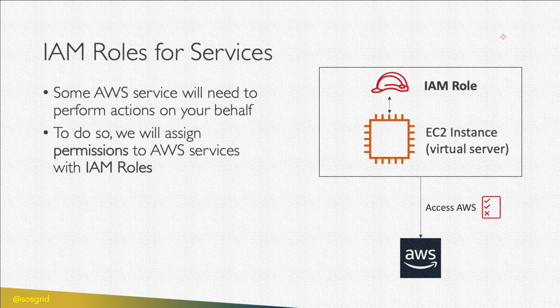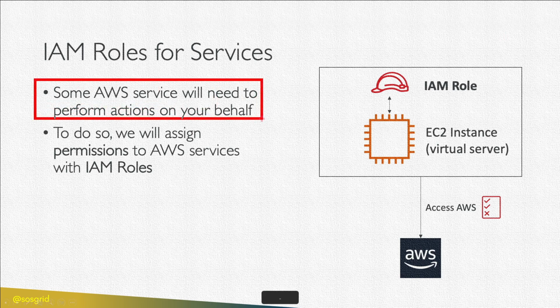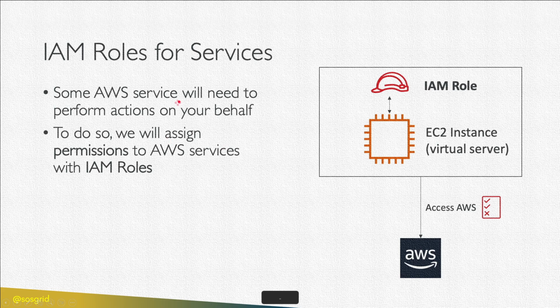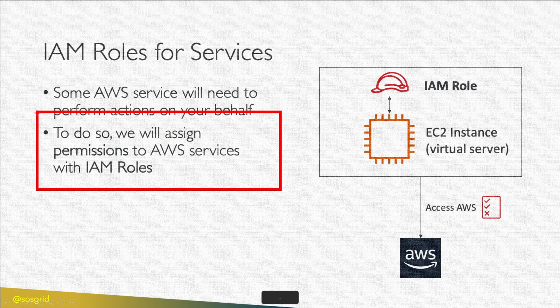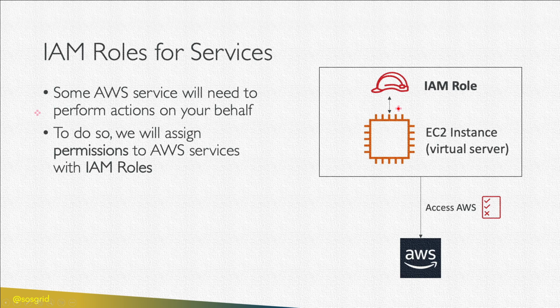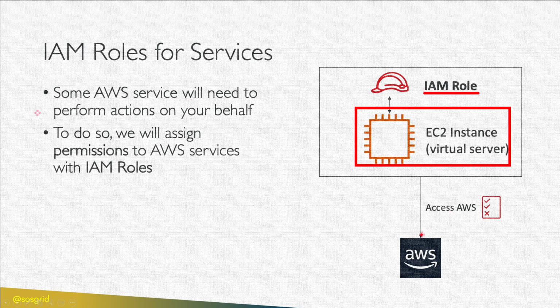Coming back to the slides here, you should now understand that some AWS services will need to perform actions on your behalf. That's when you need to create a role. We assign the permissions to AWS with an IAM role. There's the simple example I've explained already: you have an EC2 instance, and it needs to access a certain AWS service. You have to give it an IAM role, and then it will be able to access the service.